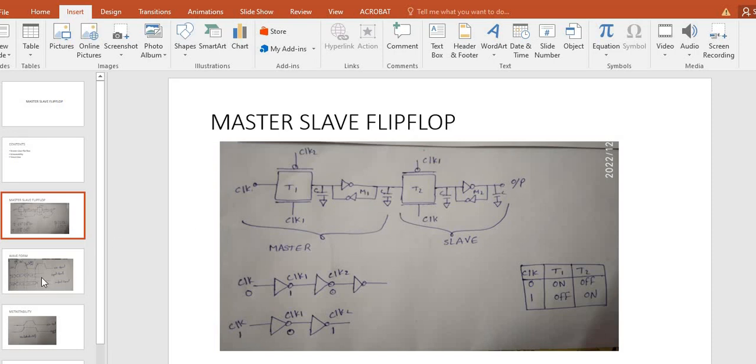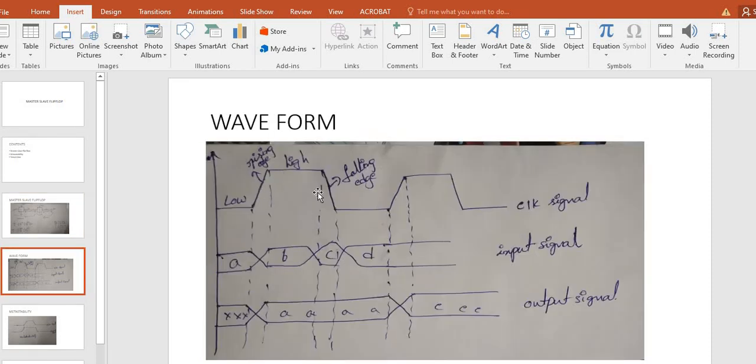Okay, we'll enter into waveforms. This is the clock signal. We know that this is the input signal. This is the output signal we will get. If the clock is low, meaning 0, what will happen? The master flip-flop is on. The T1 pass transistor is 0, meaning on. When it goes from 0 to 1, it reaches a half stage, the rising edge. When it is high, it will switch off. The T1 pass transistor is in the off condition. The T2 pass transistor is tending to the on condition.